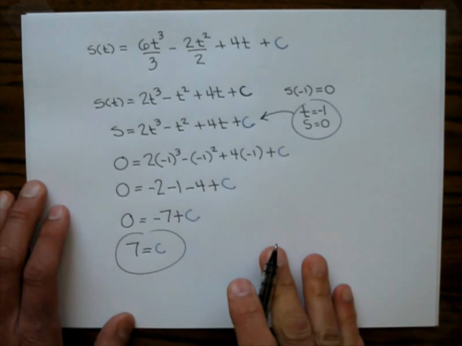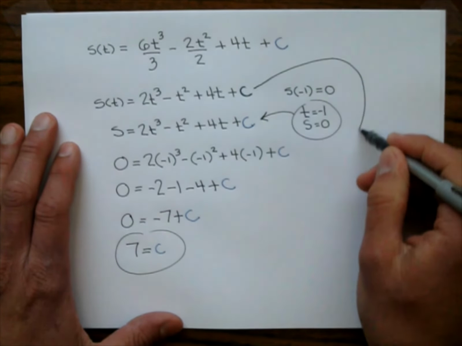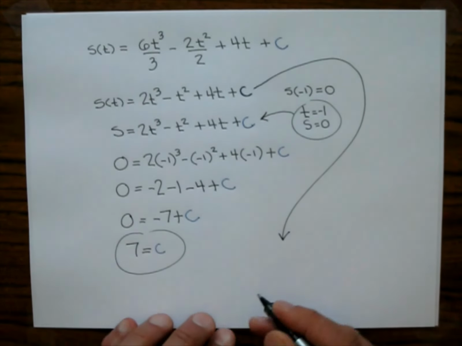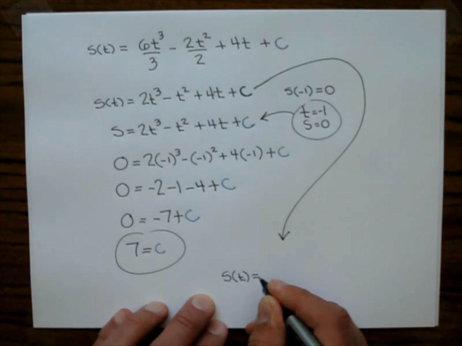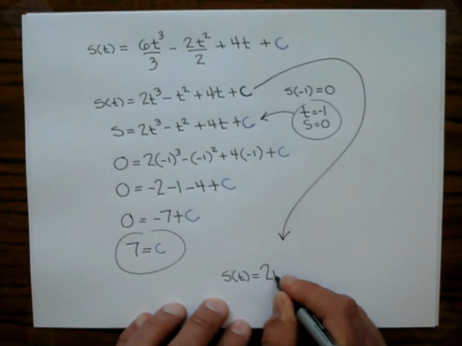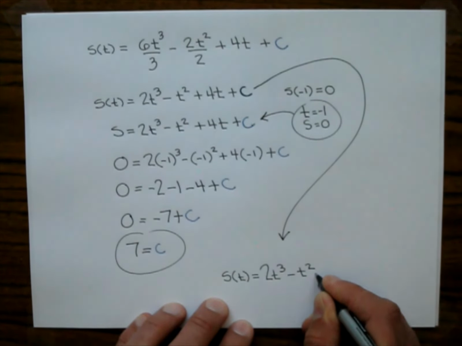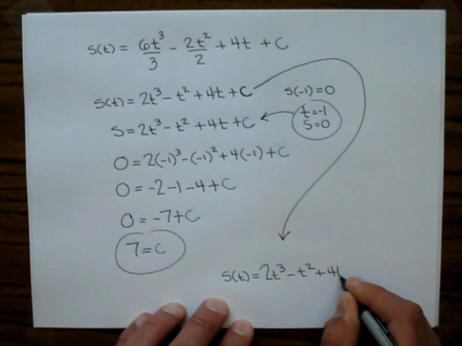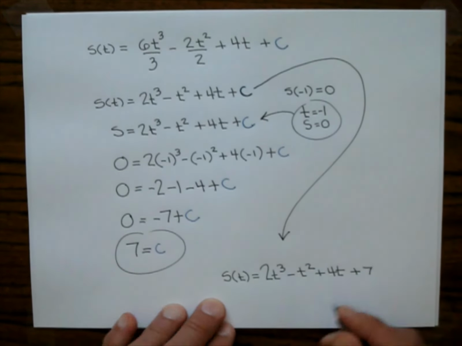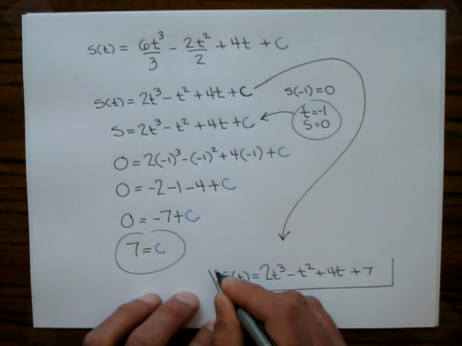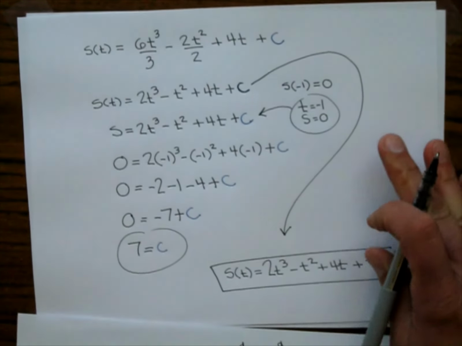Okay, so what am I going to do with the blue c? I'm going to go ahead and write out the position function. The position function is s of t equals 2t cubed minus t squared plus 4t, and then right there, plus 7. There it is.